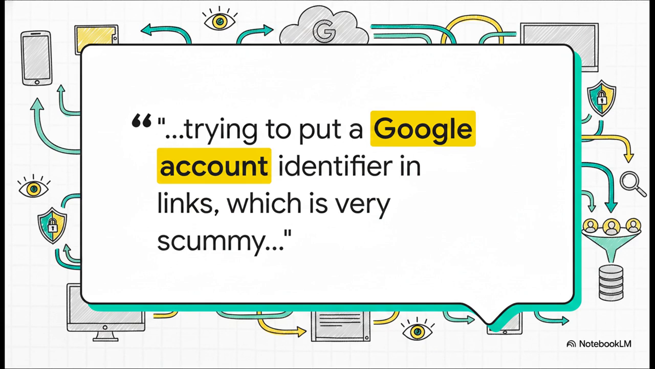And they're right. This raised massive privacy flags. Because when a link routes through a platform's proprietary shortener, they can suddenly track the sharing activity, the clicks, and all that user behavior associated with the data.